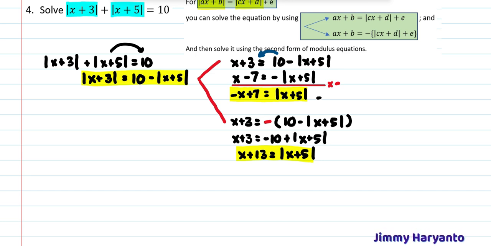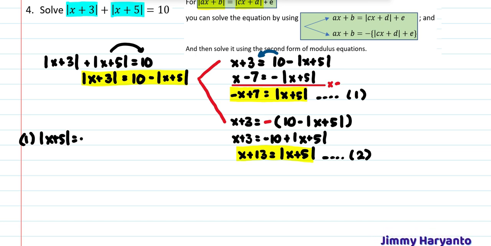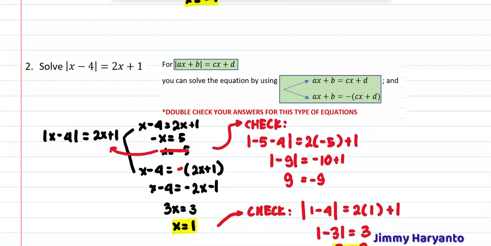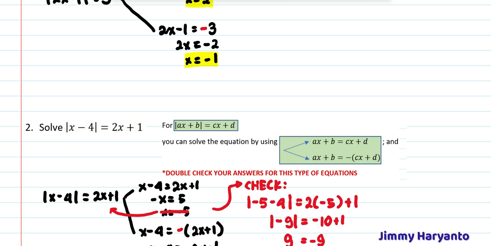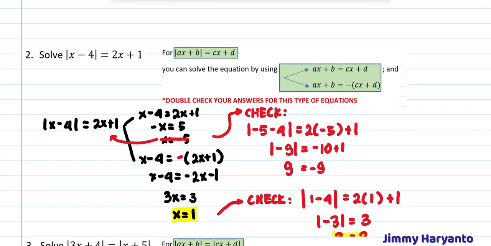So right now we have two more equations right here. That means we have to solve them one by one. Okay, so for the first equation, we have absolute value of x plus 5 equals negative x plus 7. If you notice, this is the second type of equation, which means this one. See, the form is already the same. Absolute value on the left hand side and no absolute value on the right hand side. That means we have to use this method.